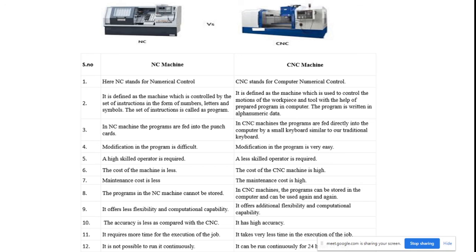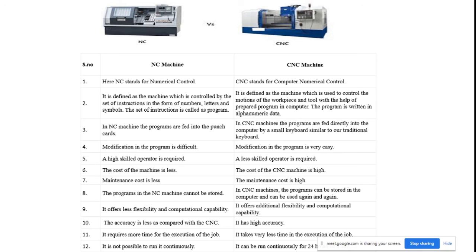In NC machines, the programs are fed in punched cards. Already I told you how we make the punched card. In CNC machines, the programs are directly fed to the machine. Modification of the program is difficult in an NC machine, but modification or editing of a program in CNC is very easy. A highly skilled operator is required for NC; in CNC, a less skilled operator is enough. The cost of the NC machine is less, but the CNC machine consumes a lot of cost. The maintenance cost is less in an NC machine, but in CNC it is automatically high.